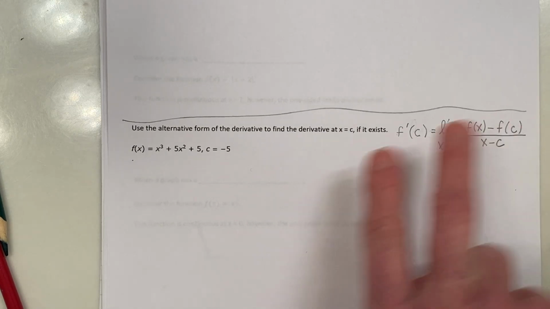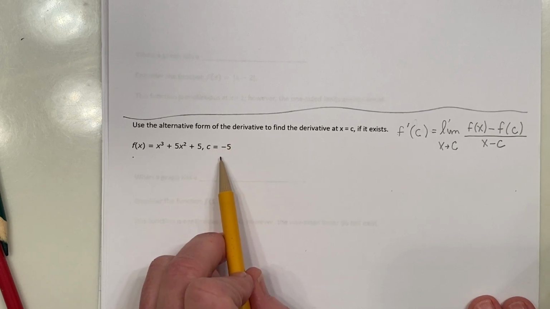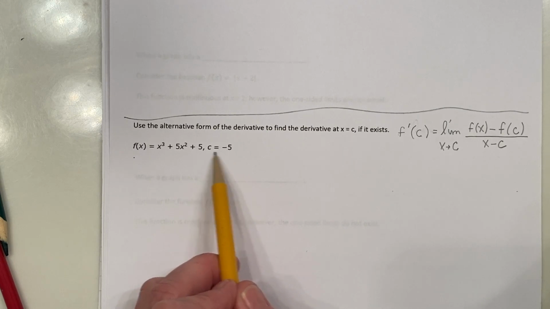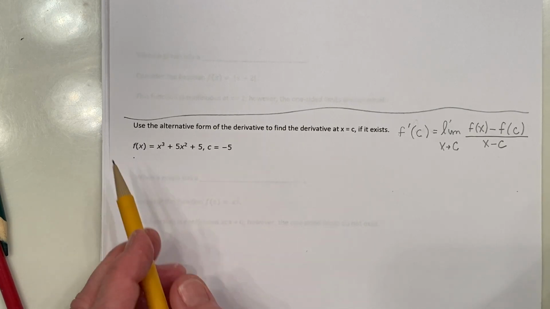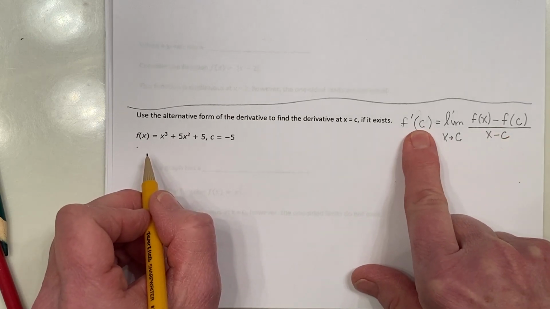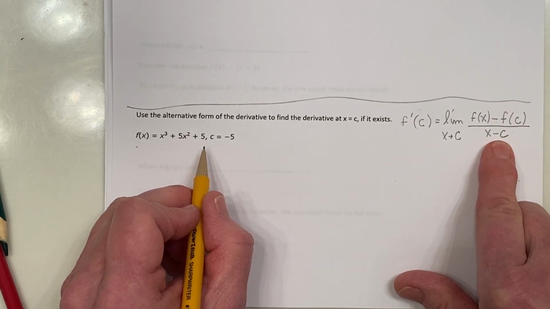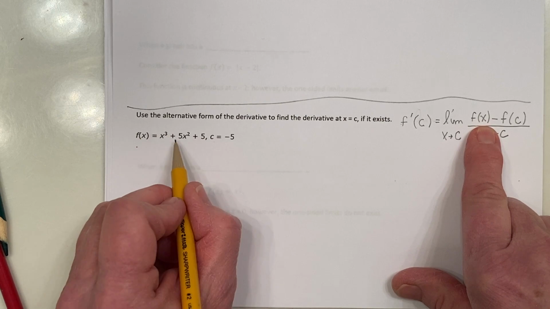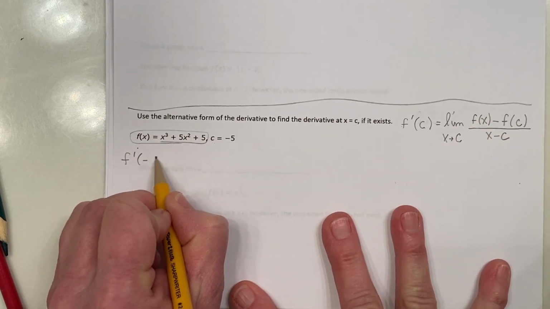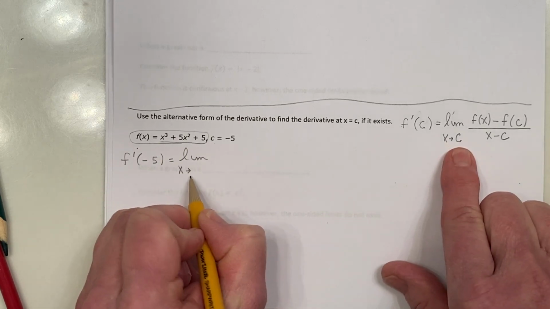So let's see if we can use this formula to find the derivative here. And we're actually going to end up finding a numerical value, not an equation with an x in it, because we actually know the x value, or the c value, where we want the slope. So, customizing this formula, everywhere I see a c, I'm going to replace it with -5. And wherever I see the function f of x, I'll be replacing the function I'm given. So f prime of -5 equals the limit as x approaches -5.